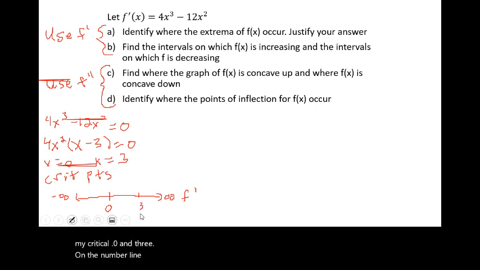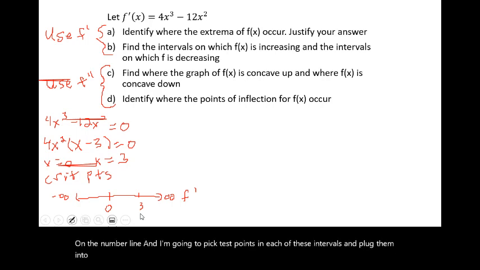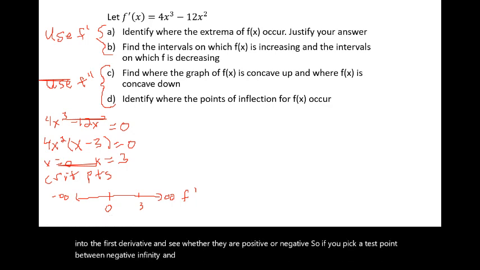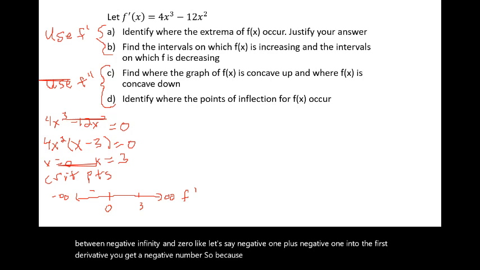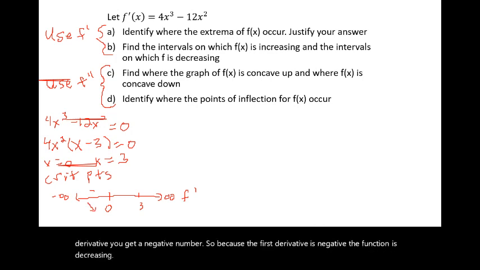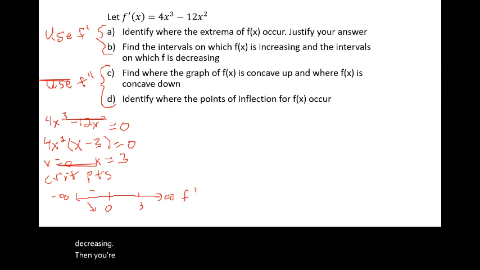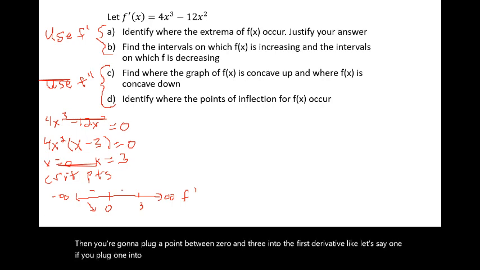I'm going to pick test points in each of these intervals and plug them into the first derivative and see whether they are positive or negative. If you pick a test point between negative infinity and 0, like let's say -1, plug -1 into the first derivative and you get a negative number. Because the first derivative is negative, the function is decreasing. Then you plug a point between 0 and 3 into the first derivative, like let's say 1. If you plug 1 into the first derivative, you actually get a negative number again.